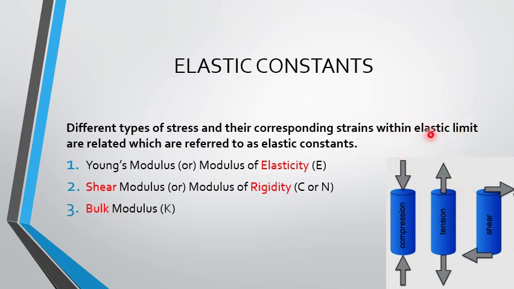So what is elastic limit? When the load is applied on the workpiece and removed from the object, the load is removed from the object. So the object is back to regain its original shape when the load is removed.